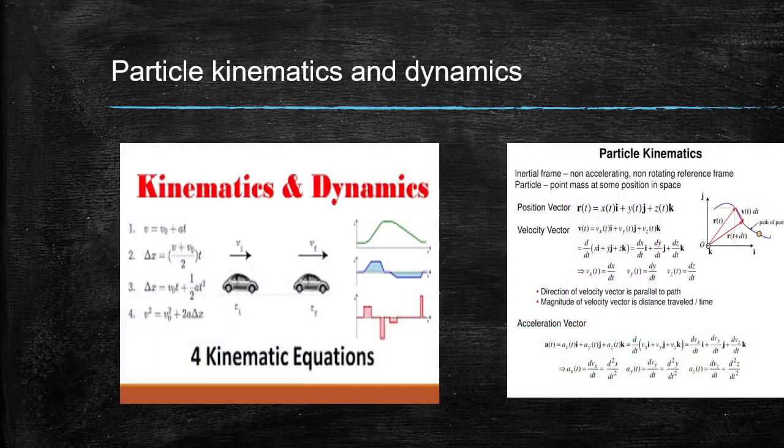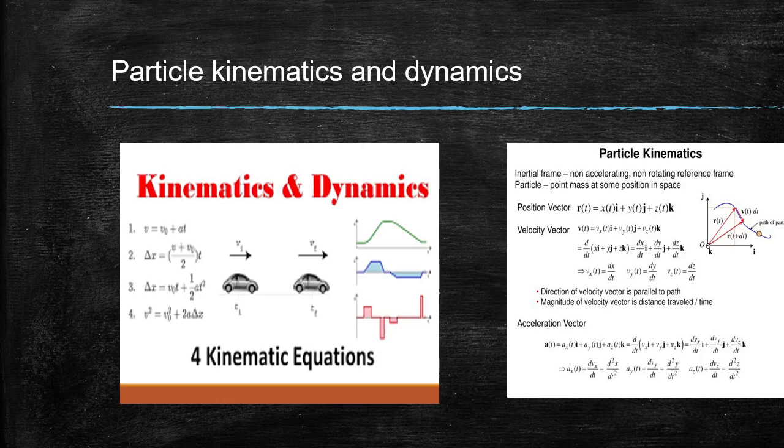Then particle kinematics and dynamics. As you know, there are simple equations of kinematics like v equal to u plus at, and then average displacement equal to initial velocity plus final velocity by 2 into t, and then displacement s equal to ut plus half at square, and then v square equal to u square plus 2as.